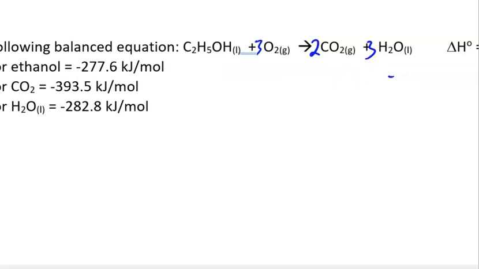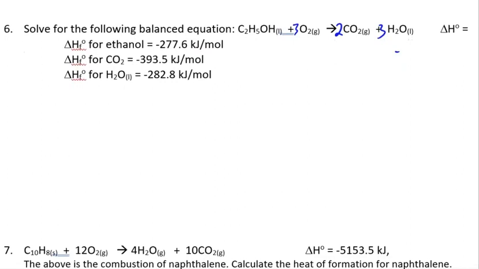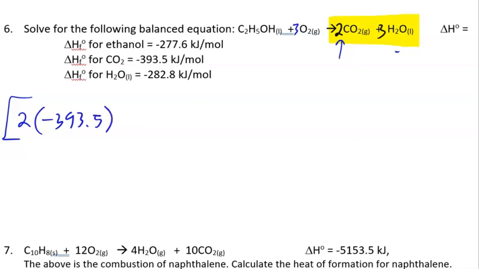It's important to have a balanced equation because every time you have a delta H given, it's per 1 mole. Well, we're going to add up the products, right? This will be sigma P. And how many moles of carbon dioxide do we have? We have 2 moles of carbon dioxide. So I'm going to put down these big square brackets. I'm going to put a 2 down here, parentheses, and minus 393.5.